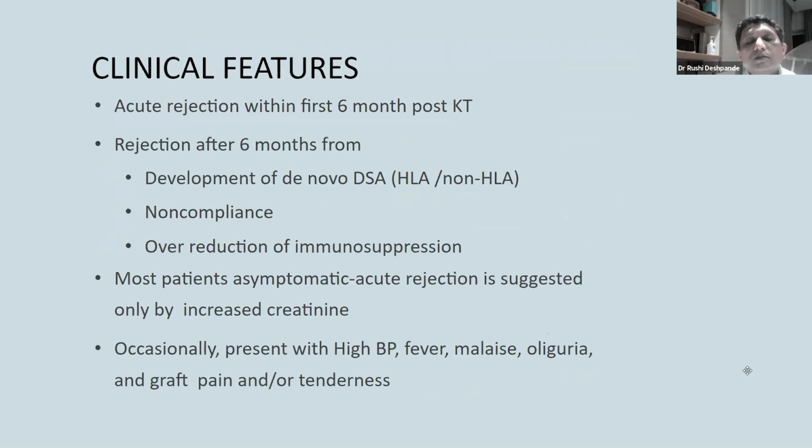Okay. Let us speak about some of the specific ones a bit in detail. Acute rejection is usually within the first 6 months. After 6 months, it is because of development of de novo DSA. De novo means new, which was not there before the transplant. It has formed new. It could be an HLA or non-HLA antibody, usually seen in patients with vigorous withdrawal of immunosuppression, overconfidence in withdrawing the immunosuppression.